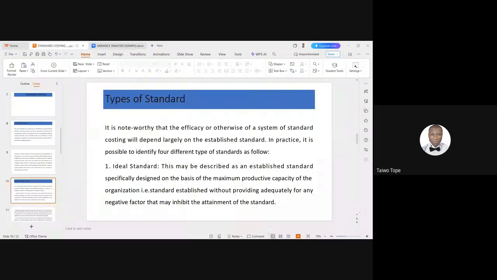But the question is, is this really attainable? A standard established without providing adequately for any negative factor that may inhibit the attainment of the standard is termed the ideal standard. That is a type of standard, the ideal standard: the standard that works based on the fact that all conditions must be perfect.